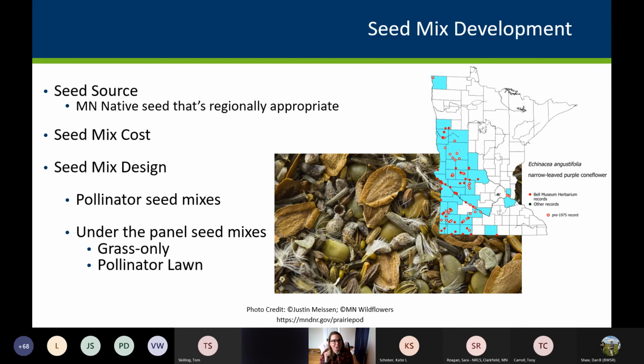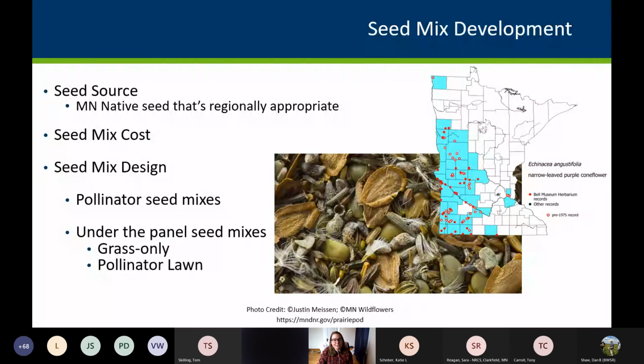So a couple things that we talk with solar developers about when they're building these seed mixes so that they're matching site conditions. We really want to pay attention to source. We want to make sure that things are regionally appropriate, right? We want to look at seed mix cost. Again, this is not the Cadillac version of pollinator habitat. It's more similar to the Conservation Reserve Program or a more basic seed mix that will provide some habitat benefits, but not necessarily meeting the needs of all species.